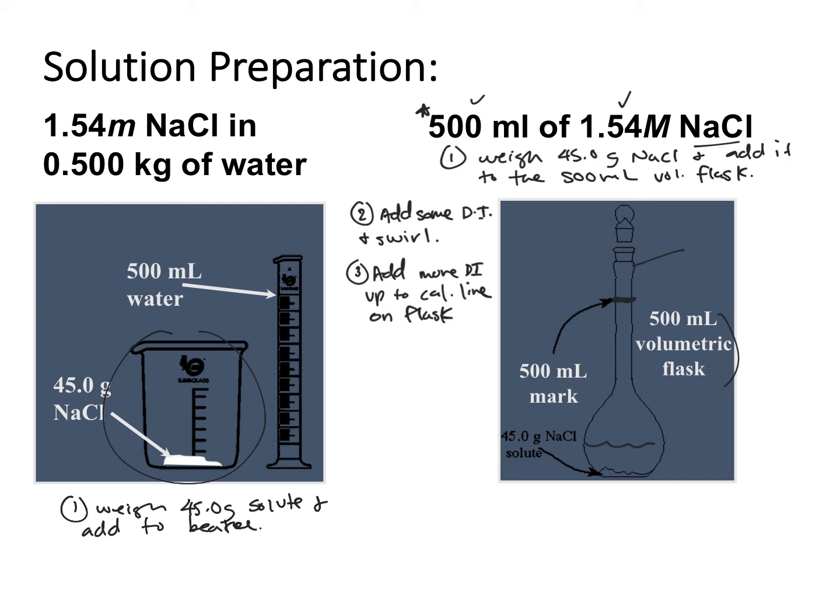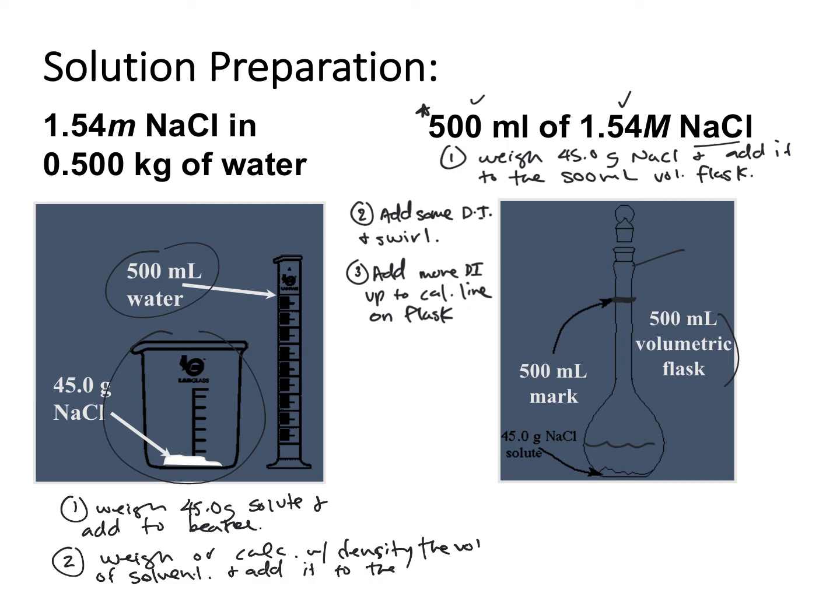The other option is for you to use the density of your solvent to figure out how much of the liquid you need to add. Okay, so there's multiple options there, so it's kind of up to you what you want to use. But so step two, either weigh or calculate with density the volume of solvent, okay, and add it to the beaker.